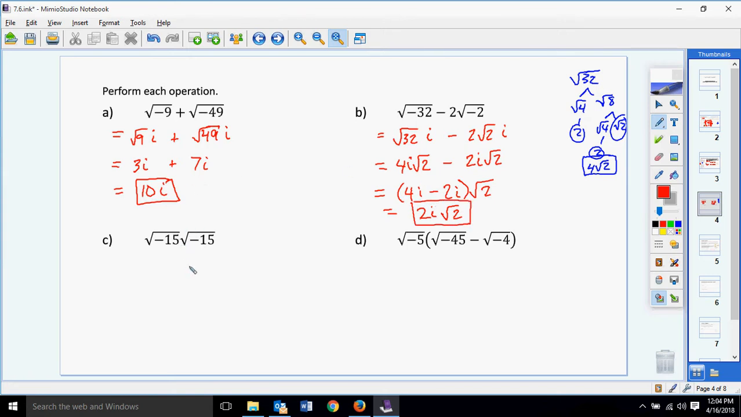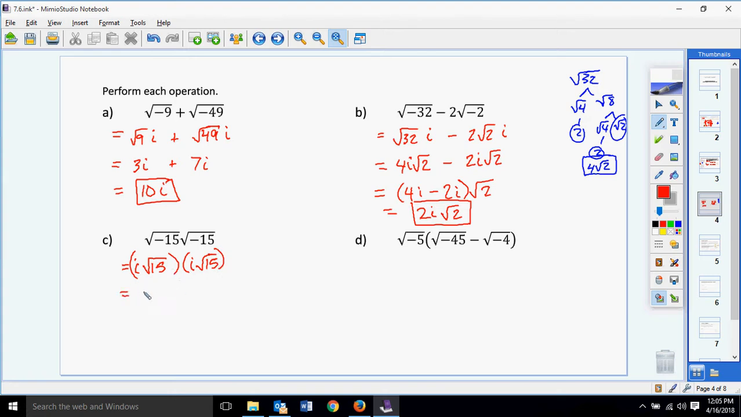Part C. In part C, we're multiplying. So what we got going on here is the square root of 15 times the square root of -1, which would be i. And same thing over here, i square root of 15.